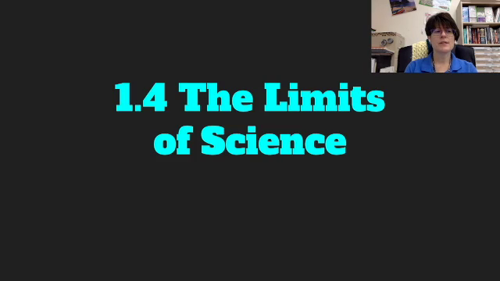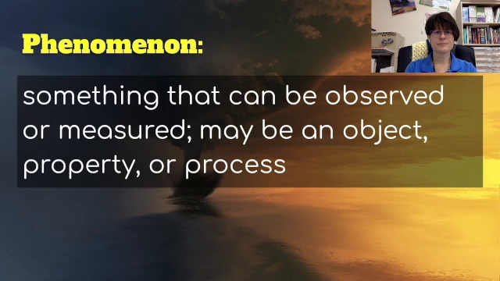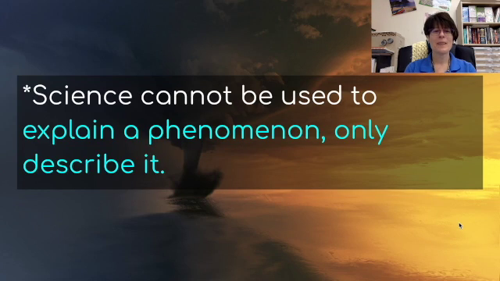So let's take a look at some of the limits of science. First, to understand the limits, we have to know what a phenomenon is. A phenomenon is something that can be observed or measured. It may be an object, property, or process. So a natural phenomenon might be something like a tornado that we see in the background. Now, science cannot be used to explain a phenomenon, only describe it. So science only describes this. It does not totally explain it. It might describe that there's differences in air pressure. It might describe what it looks like. It can describe the conditions that cause it, but it cannot completely explain it.